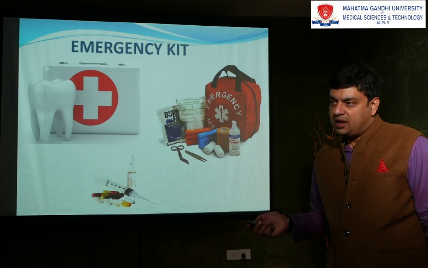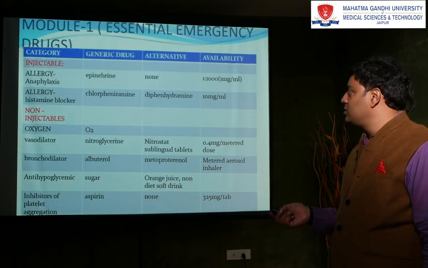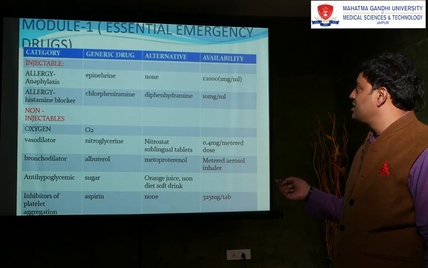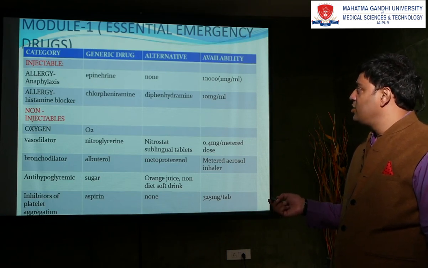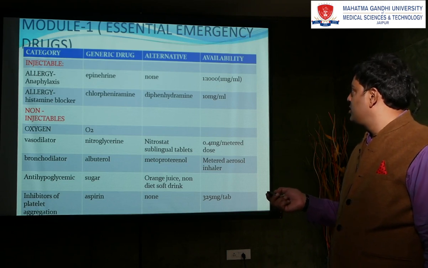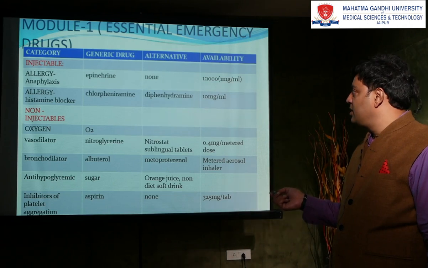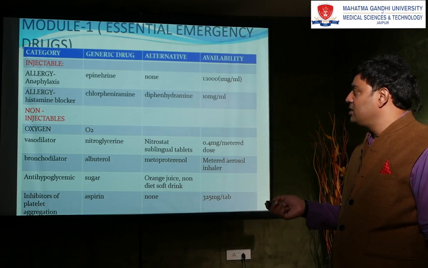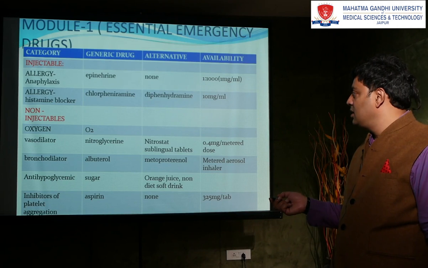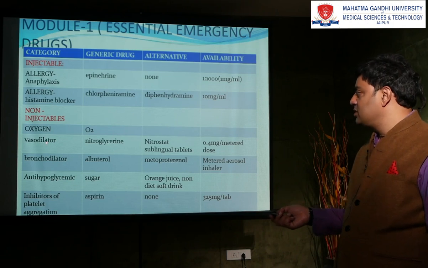So what does the emergency kit contain? Emergency kits are divided into 3 modules. Module 1 is essential emergency drugs. For allergy you have epinephrine and the availability is 1:1000, 1 mg per ml. Allergy histamine blocker, chlorpheniramine, diphenhydramine. Non-injectables you have oxygen. Vasodilator, that is nitroglycerin, it is a Nitrostat sublingual tablet, 0.4 mg in metered doses.